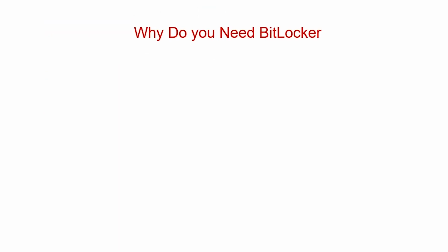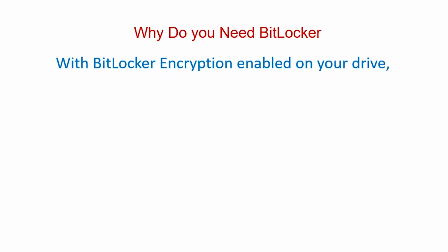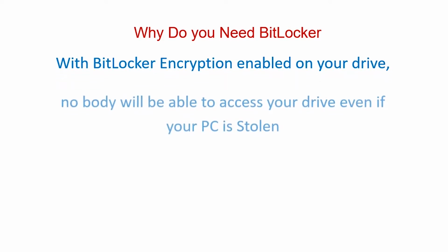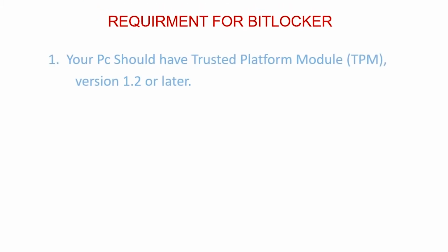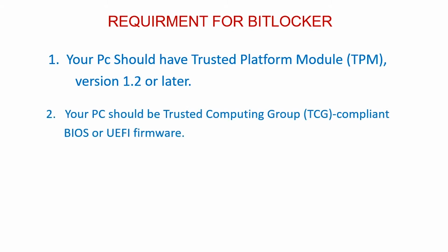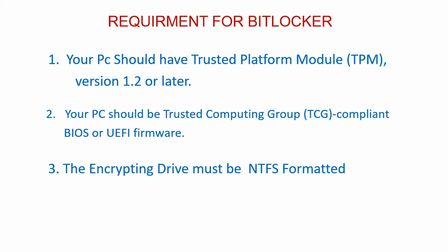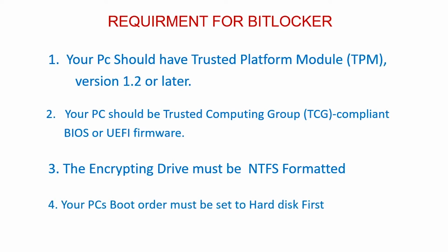One may ask, why do you need BitLocker? With BitLocker encryption enabled on your drive, nobody will be able to access your drive even if your drive is stolen. Before you enable BitLocker, make sure your PC meets the following requirements. 1. Your PC should have Trusted Platform Module version 1.2 or later. 2. Your PC should have Trusted Computing Group compliant BIOS or UEFI firmware. 3. The encrypting drive must be NTFS formatted. 4. Your PC's boot order must be set to hard disk first.